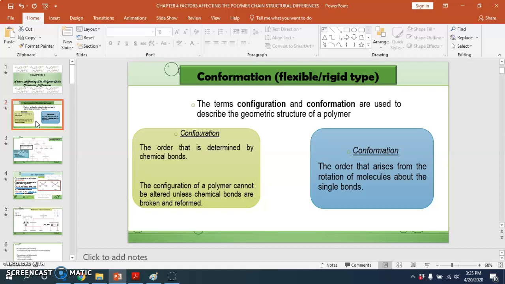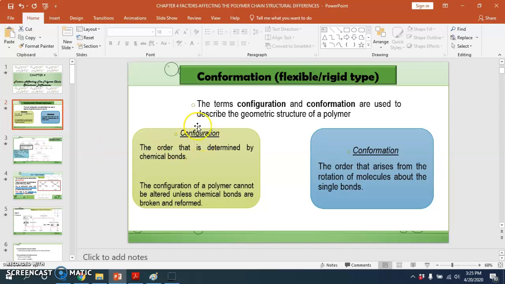So actually polymer properties are different from metal, ceramic, glass and so on because polymer is composed of non-metallic elements. So the chemical bonds in polymer are also different from those found in metal, ceramic, and glasses, and so on. So the most common element found in polymer is carbon.